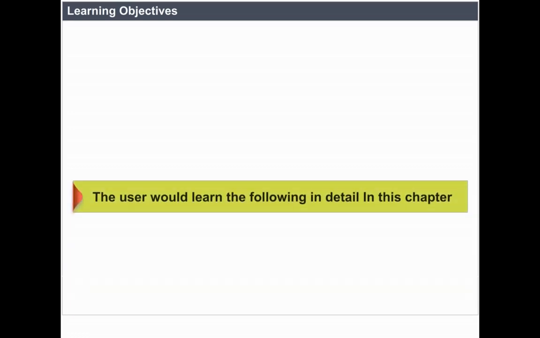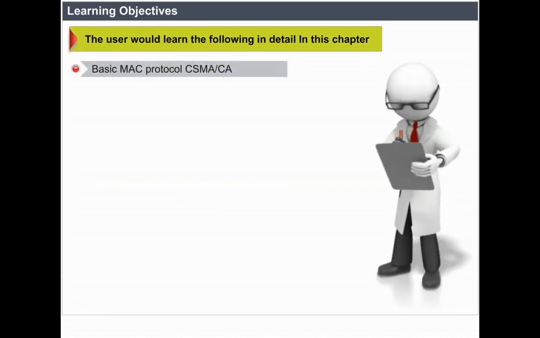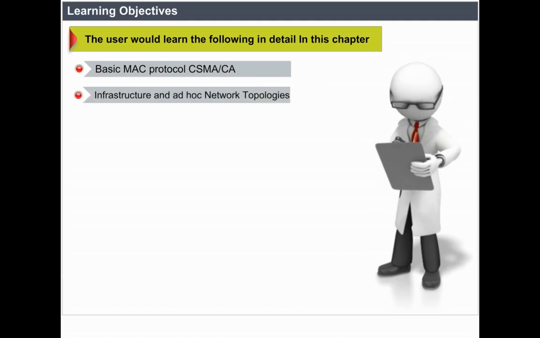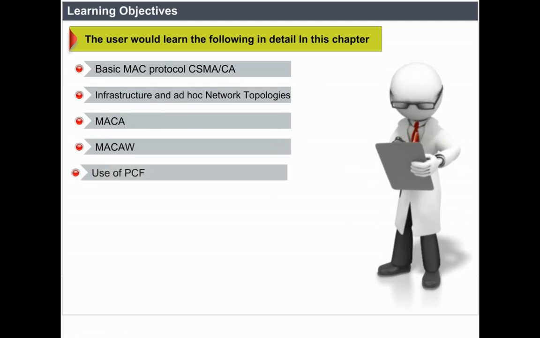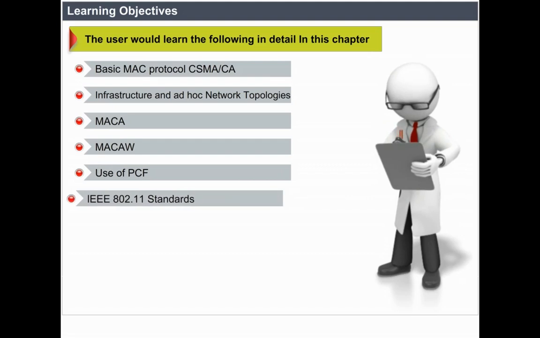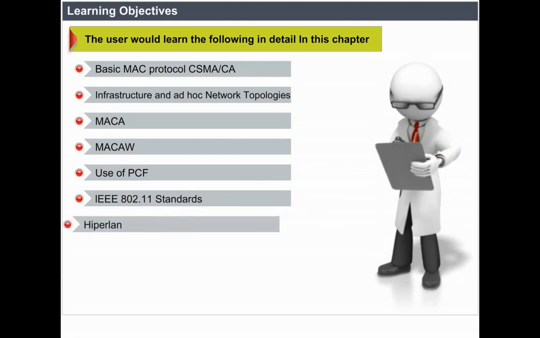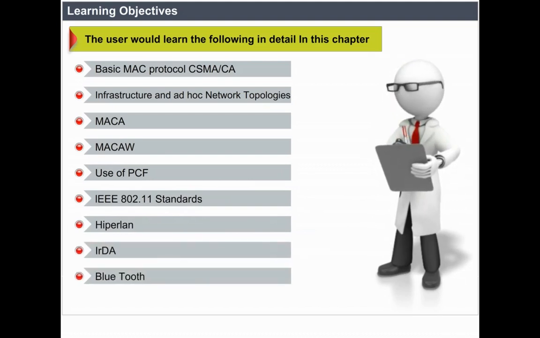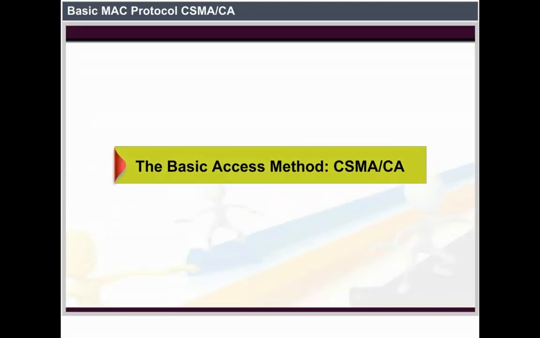Learning objectives. In this chapter, the user would learn the following in detail. Basic MAC protocol, CSMA/CA. Infrastructure and ad hoc network topologies, MACA. MACAW. Use of PCF. IEEE 802.11 standards. HiperLAN. IrDA. Bluetooth. ZigBee. The basic access method, CSMA/CA.